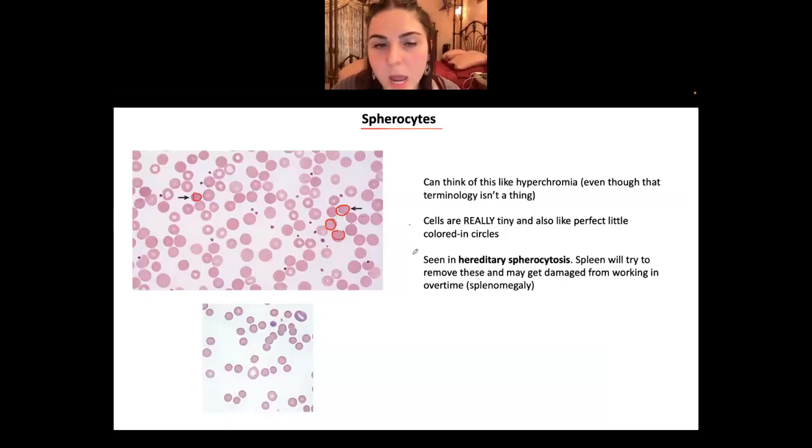Again, you'll go into that more. The spleen in hereditary spherocytosis tries to remove these because these are misshapen red cells. They're not supposed to be this tiny, and they don't have a central pallor. So the spleen recognizes these as not normal red cells and tries to take them out. But if almost all of your red blood cells look like spherocytes, your spleen can enlarge because it's being overworked, working overtime trying to remove every single red cell that you make. So you'll see with hereditary spherocytosis next year that these patients have splenomegaly, and that's why.